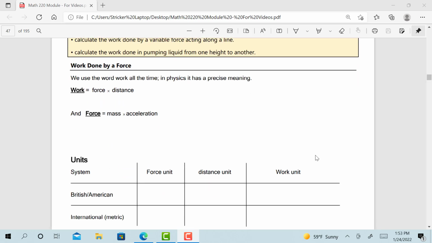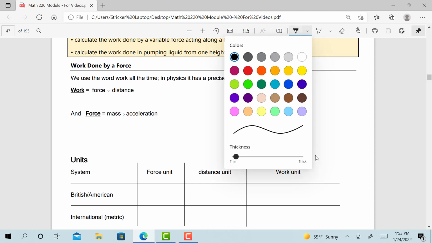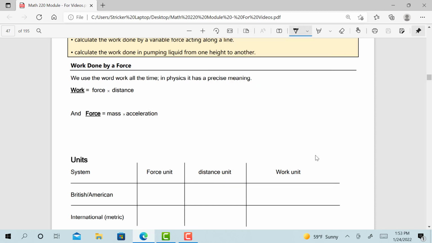So hopefully it is something you've seen before. The first thing is that when you're talking about work, we always think of work as force times distance. And so typically you will see a formula written like this: W equals F times D. And of course, W is work, F is force, D is distance. And so that kind of brings up the next thing.